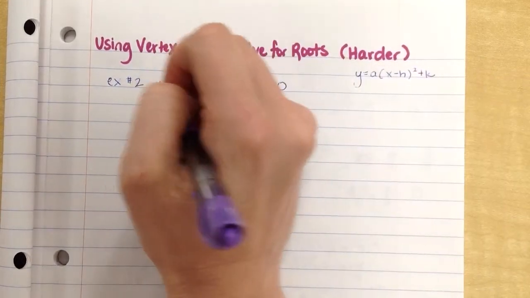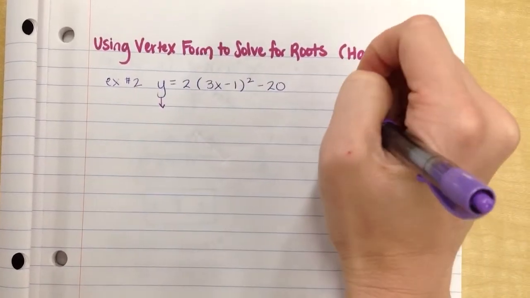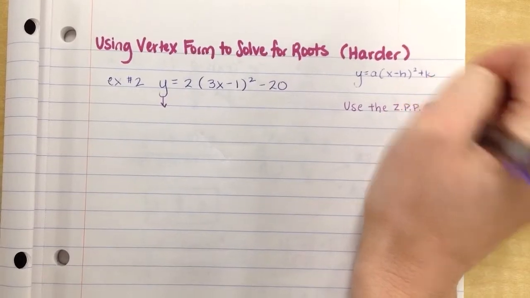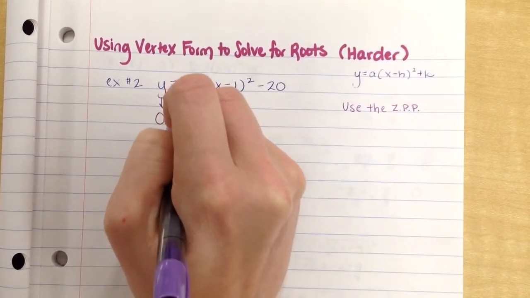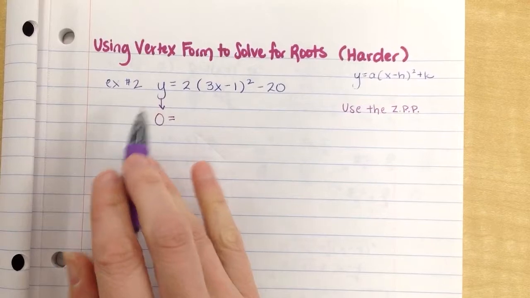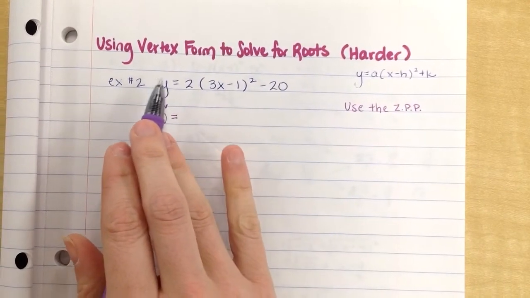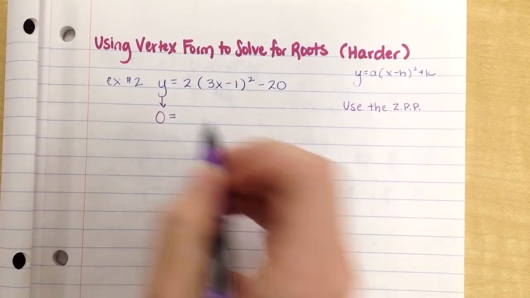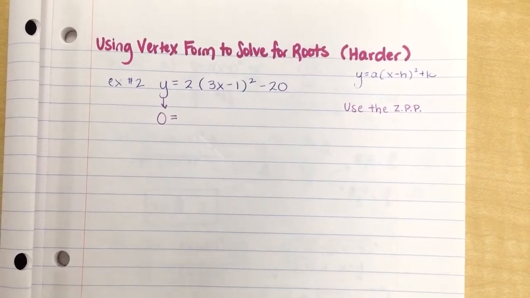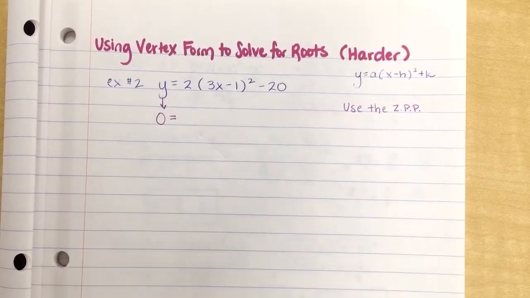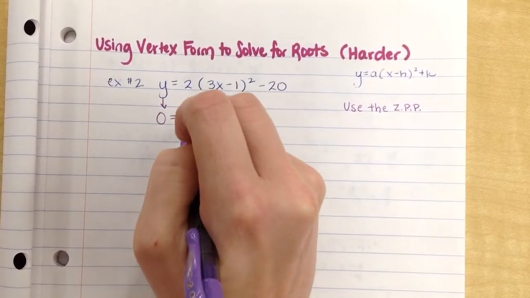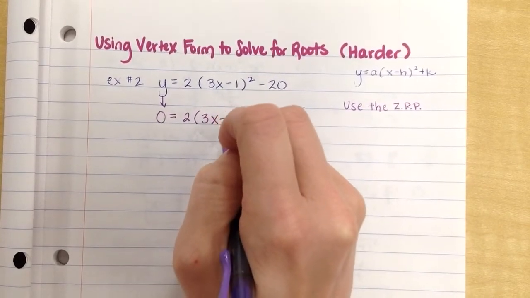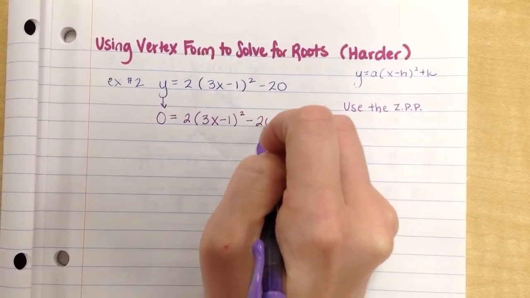First thing we're going to do is still use that zero product property, use the ZPP still, and set the equation equal to 0 instead of equal to y. Now if there were a constant, a number, with the y, we would need to move it over as well. But for today, we're just going to start with a y equals equation, use the ZPP, and substitute in a 0. So now we have 0 equals 2 parentheses 3x minus 1 quantity squared minus 20.